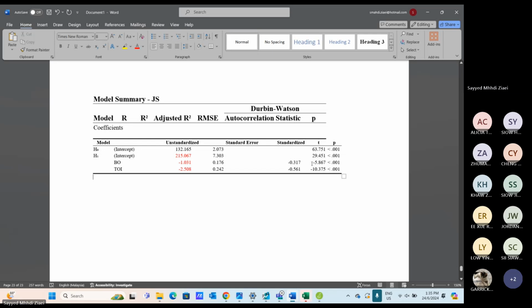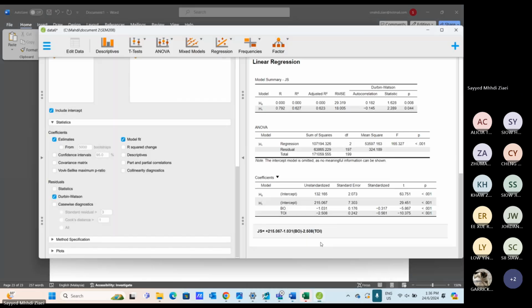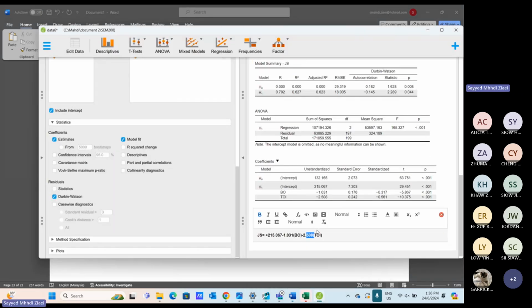P-value significant. P-value significant. Can I make it copy? Yeah, let's see. No, it's not possible. Okay, never mind.